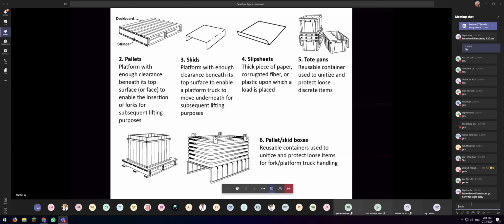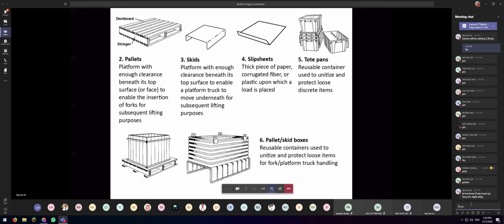So we could put them on pallets or skids, which are fairly similar, just slightly different designs. You should note that when you are having pallets or skids, there's a clearance at the bottom here, and these clearances are so that your forklift can lift them. Most of you would have industrial experience already. You have seen this. You can have slip sheets, which are basically thick pieces of paper or whatever material where you can place the load, and it's just to keep the load on one piece.